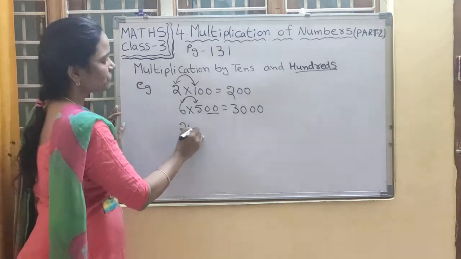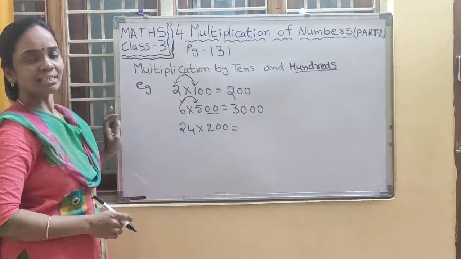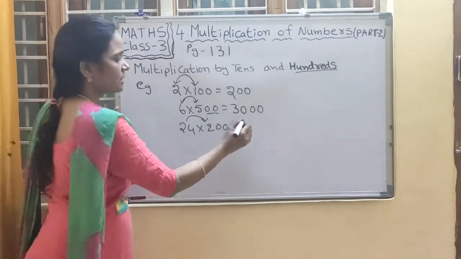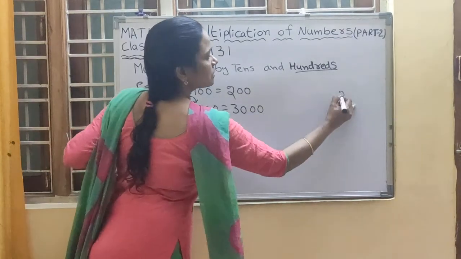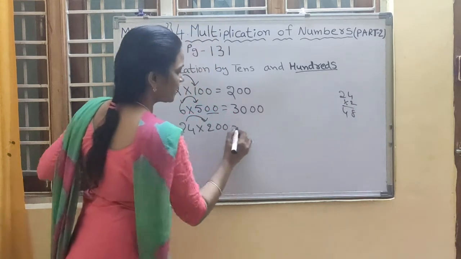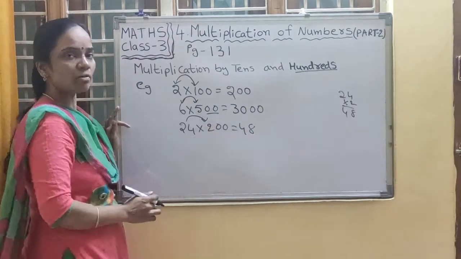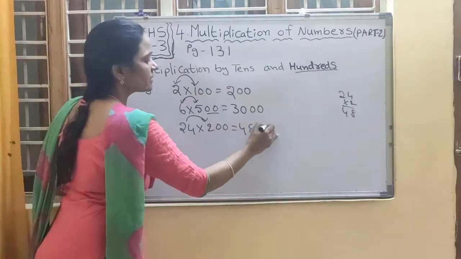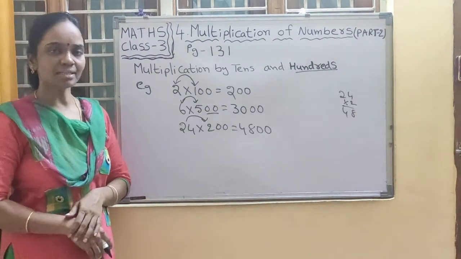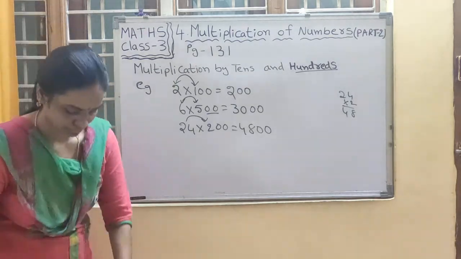Next. 24 into 200. Okay. What do I have to do first? These two should be multiplied. 24 2s are how much? 24 2s are, 2 4s are 8, 2 2s are 4, 48. 24 2s are 48. But how many zeros do I have to write there? 2 zeros. Very simple. 4800 is the answer. Understood, all of you? Yes. Note it down.